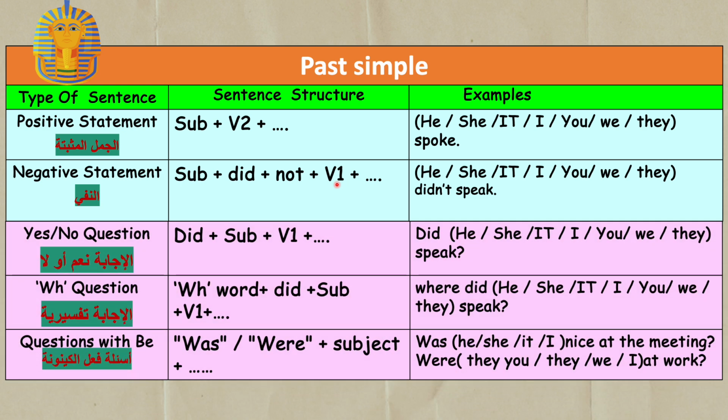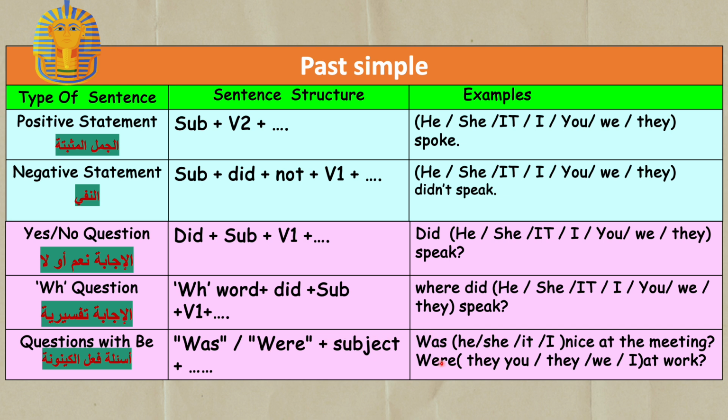Questions. Yes or no question: we start with did plus subject plus verb 1 and the rest of the sentence. WH question: we start with WH words, when, where, what, plus did plus subject and verb 1. Questions with be: we start with was or were plus subject and the rest of the sentence.